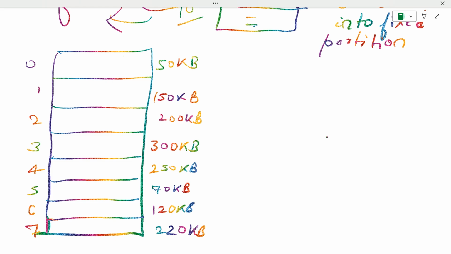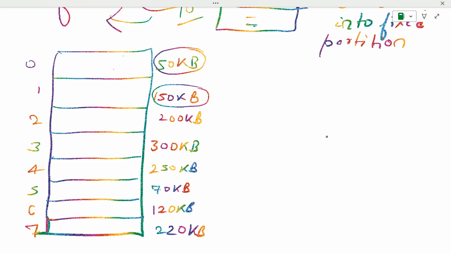Now, fixed partition means when we divide the memory, the partition size, say this is 50 kb and this is 150 kb, is going to remain fixed throughout the program execution. This is not going to change. We are not going to change this partition. If it has been divided into 50 kb, it is going to remain the same throughout.